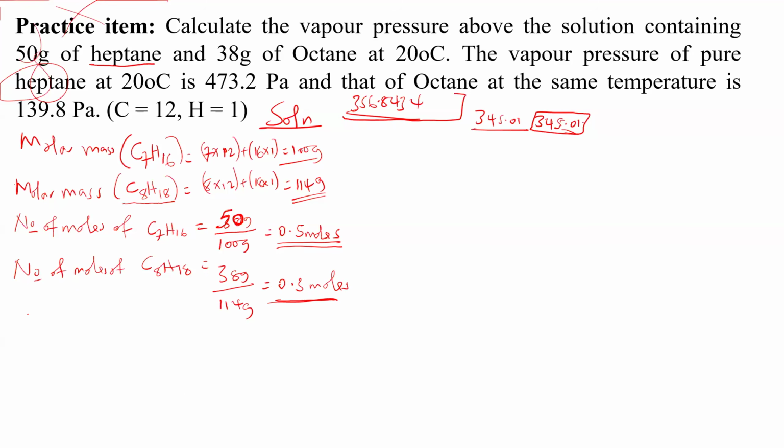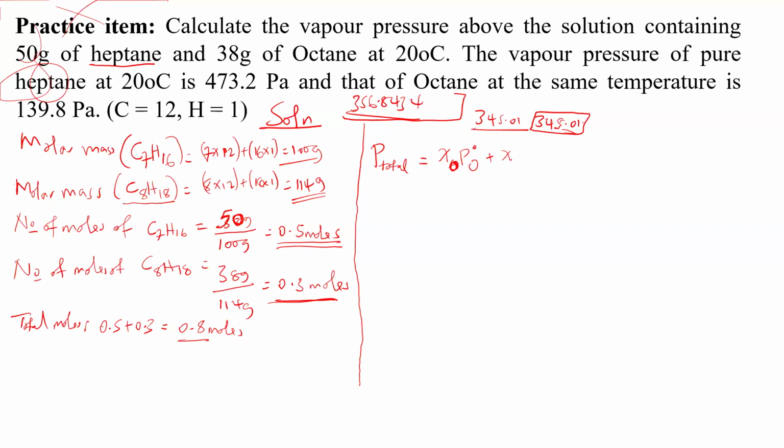Total moles. So what will be the total moles? 0.5 plus 0.3, which is 0.8 moles. From there we look for the mole fraction of each. But before we look for mole fraction, can't we first get our formula? P total is equal to X_A P_A, what is A? Octane, P not octane, plus X heptane P not heptane.